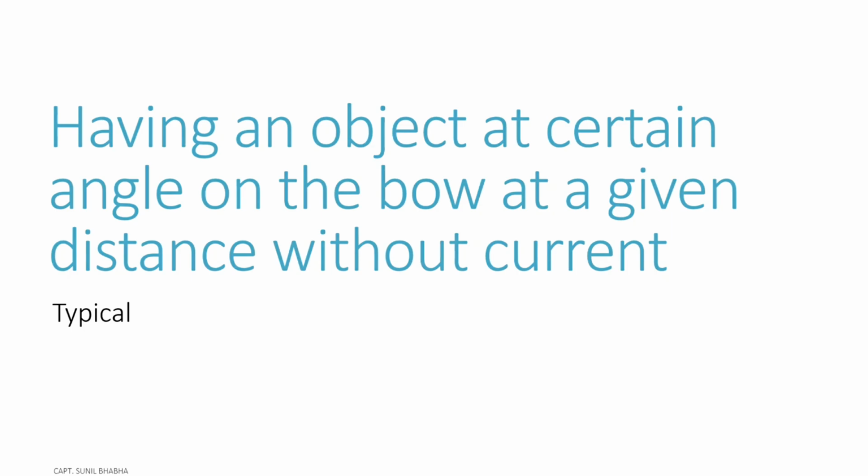They could ask you, for example, to find out the course to steer to have, let us say, a straight point lighthouse 30 degrees on your port bow when it is 12 miles off. So the distance off is given to us, that is 12 miles. When we are 12 miles away from that particular lighthouse, it should be 30 degrees on our port bow. So that is the question.